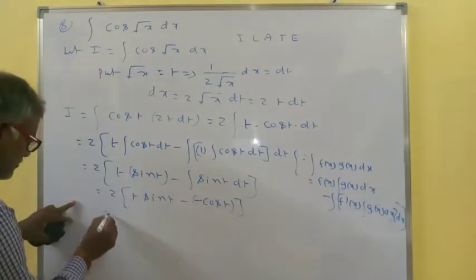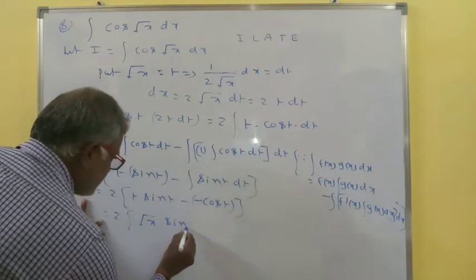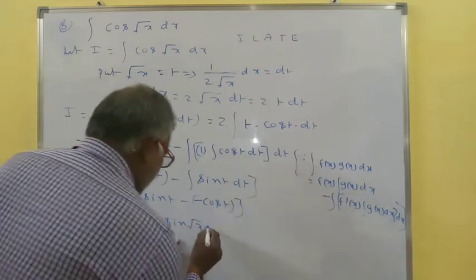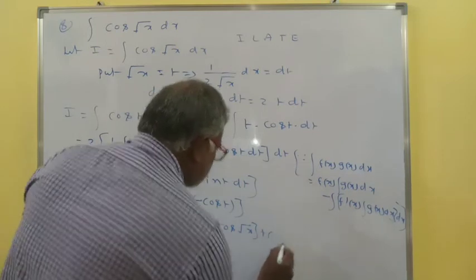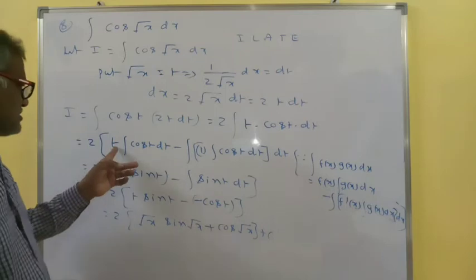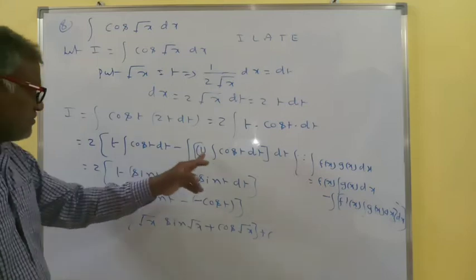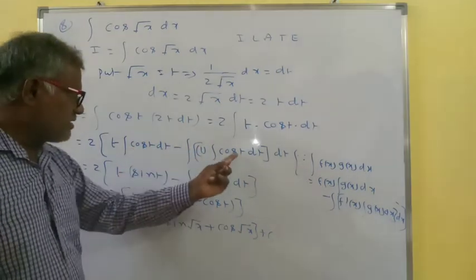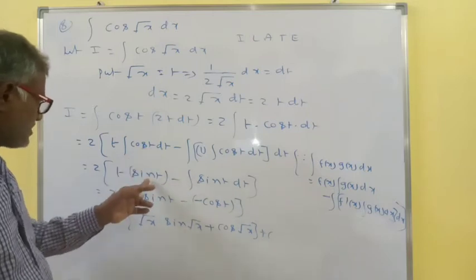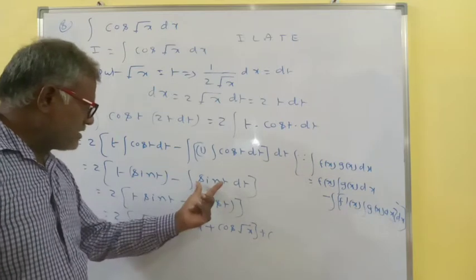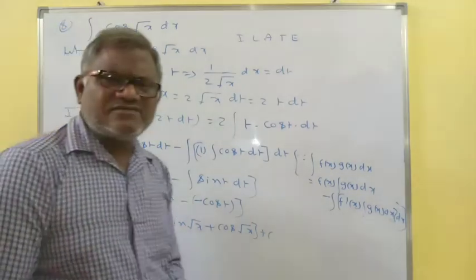So finally, substitute t as root x. Root x into sin root x minus of minus, plus cos root x. Here it is first function into integral of second, cos t integral sin t, minus first function derivative 1 into integral of this one. Separately you have to evaluate the integral of cos t, which is sin t, and again the integral of this one is minus cos t. So this is the final result for this problem.